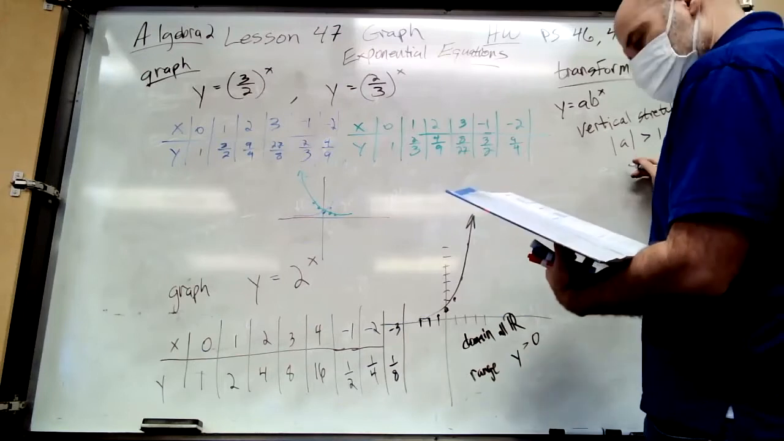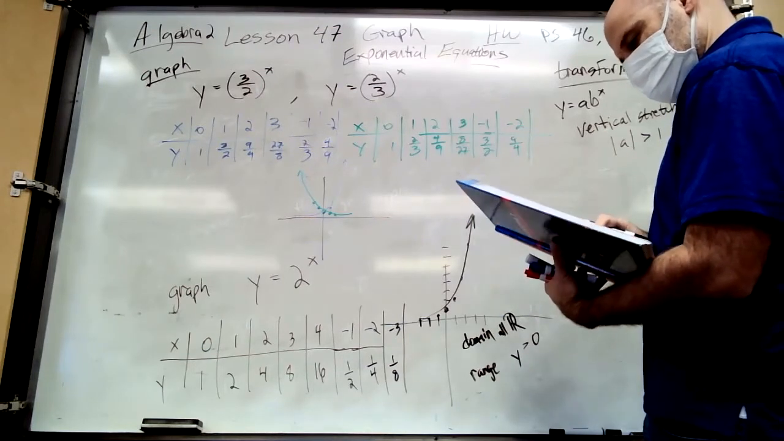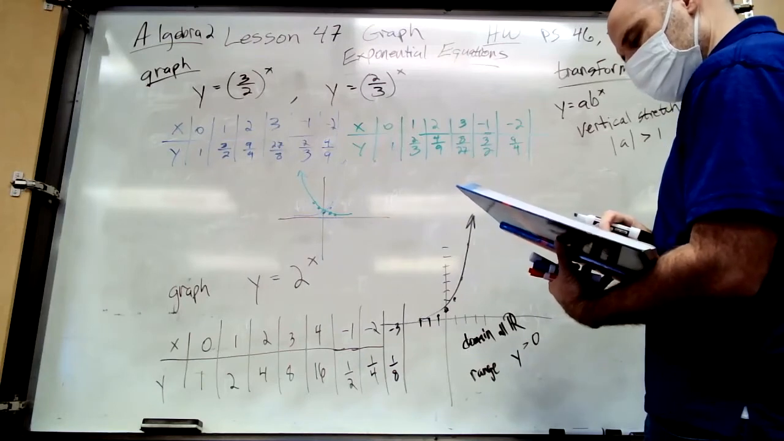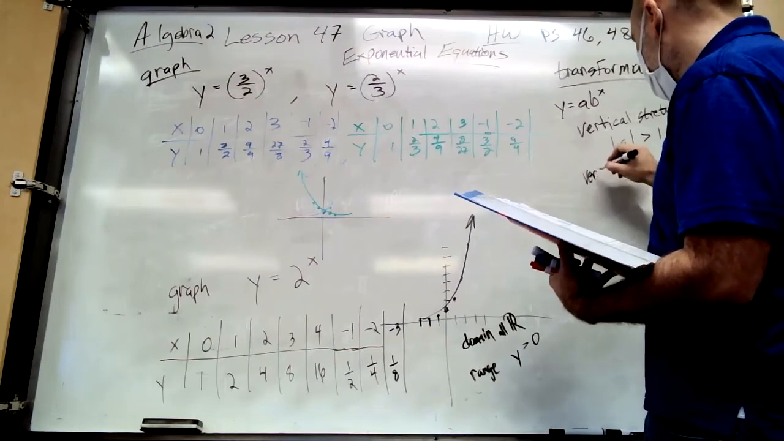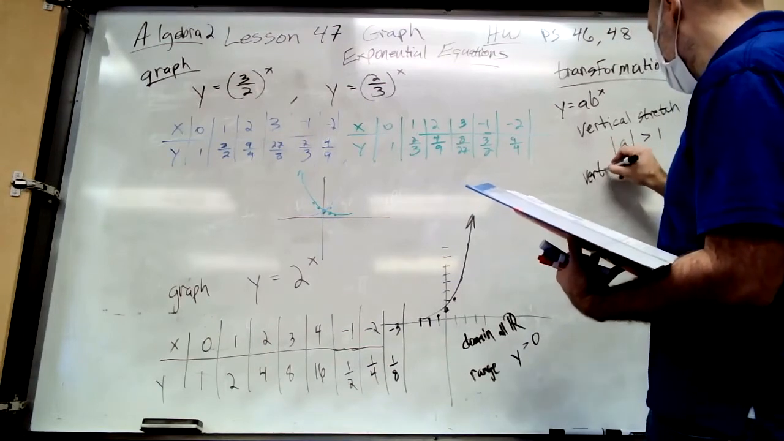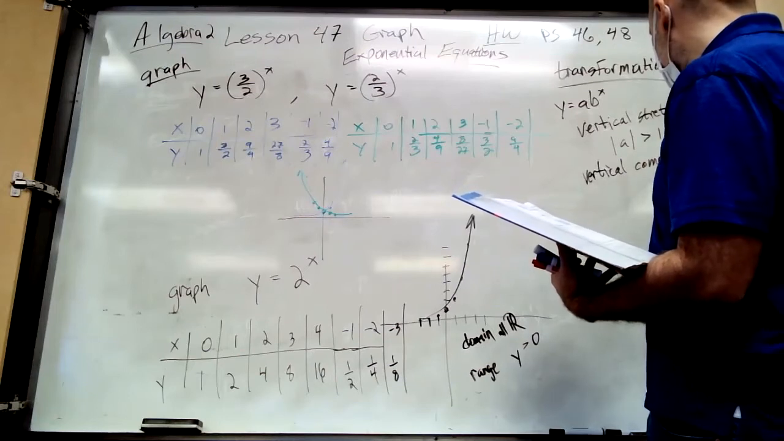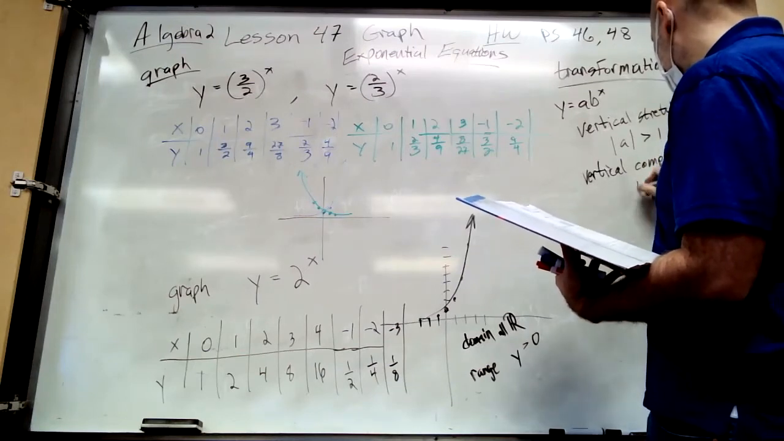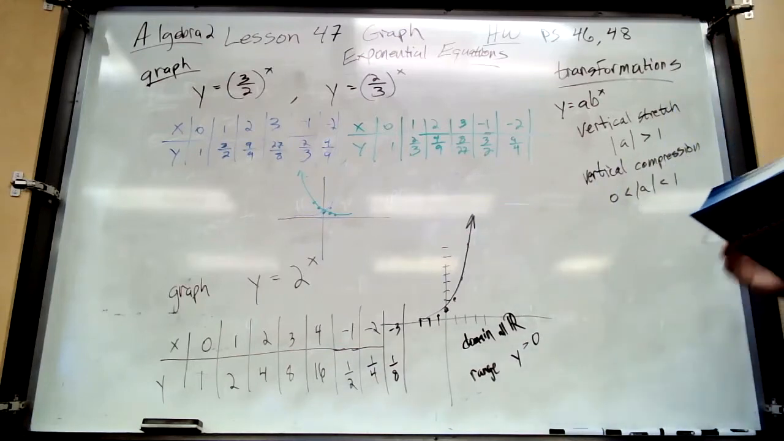All right, and then if it's less than 1, if it's a fraction, then it's vertical compression. It makes it shorter and fatter. Vertical compression, if a is in between 0 and 1. Okay?